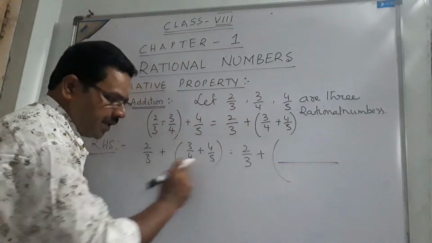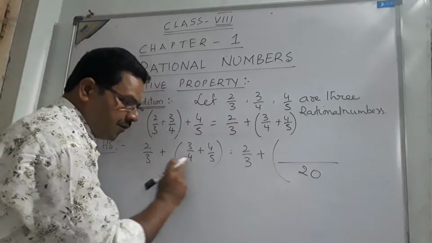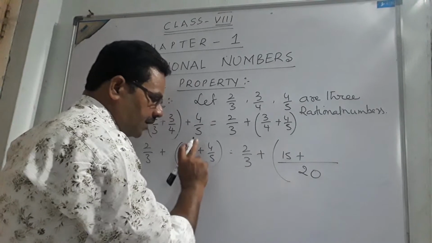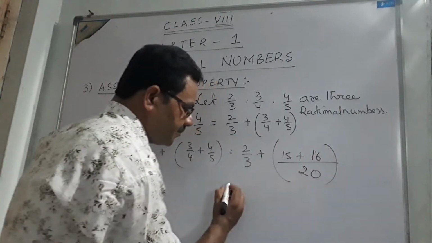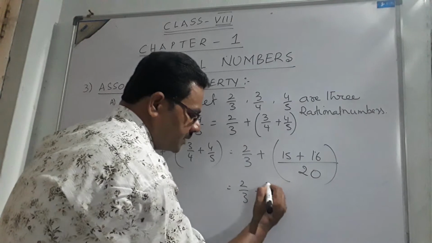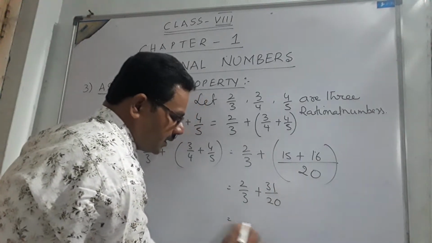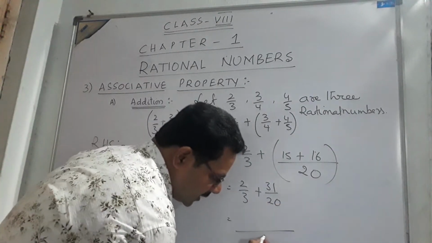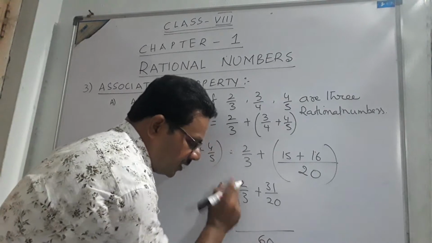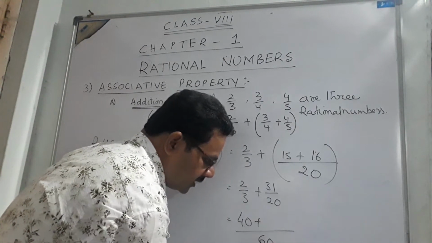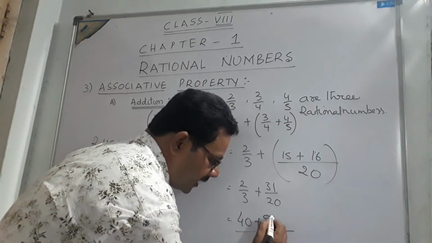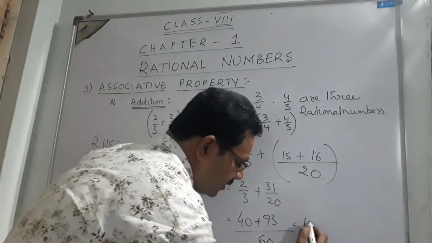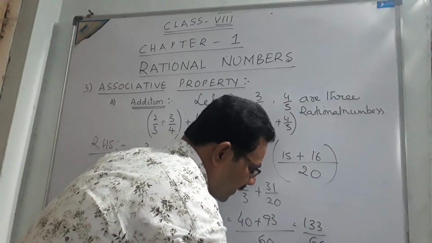Here 4 and 5, 4 5s are 20, 20 is the LCM. 4 5s are 20, 3 5s are 15. 5 4s are 20, 4 4s are 16. This is equal to 2 by 3 plus 31 by 20. Again two fractions, 3 and 20 are the denominators. 3 20s are 60, 3 20s are 60. 2 20s are 40, 31 3s are 93. So this is equal to 93 plus 40, 133 by 60.